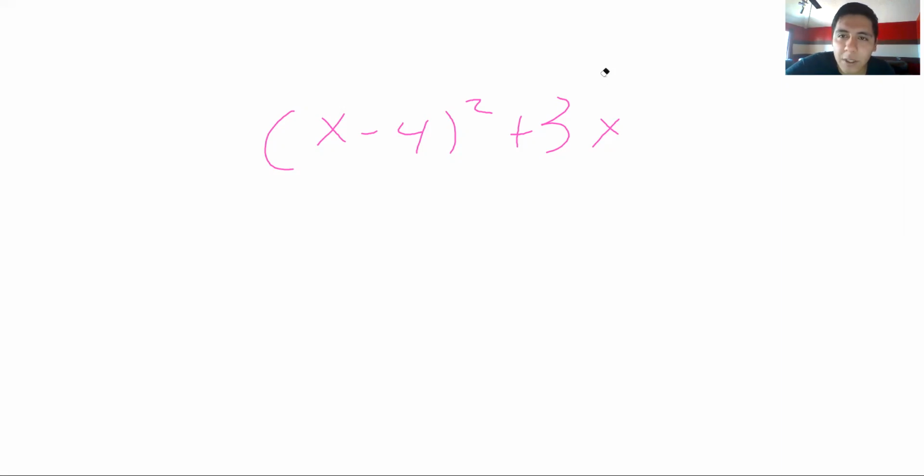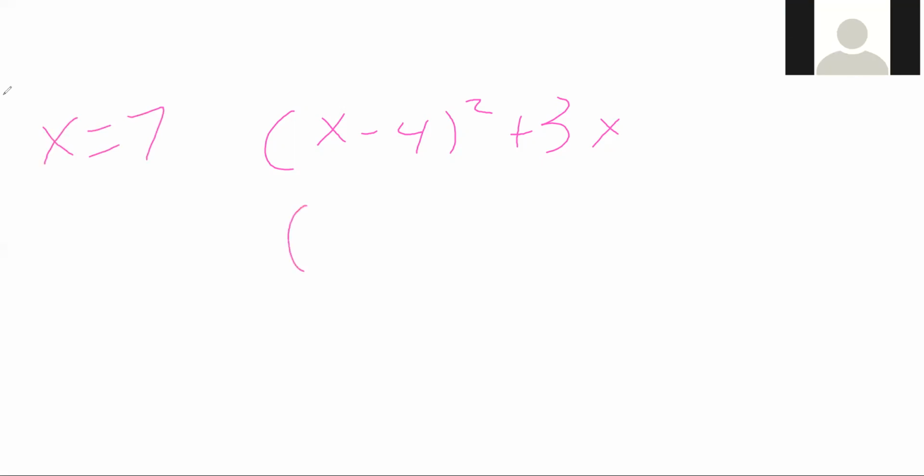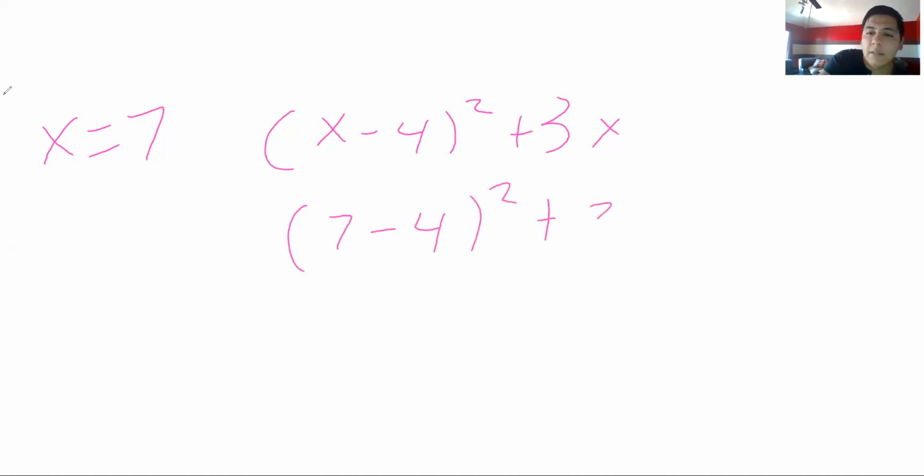Well, not solve actually, I'm using the wrong words here. This is an expression, and with expressions, we can only evaluate it if we know what the variable is. In this case, it's given to us that x is equal to 7. So we're going to plug in 7 wherever we see an x. And after that, we have to follow our order of operations.